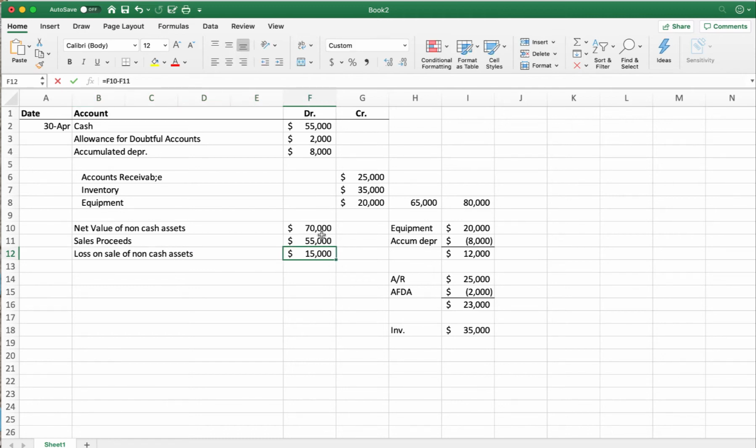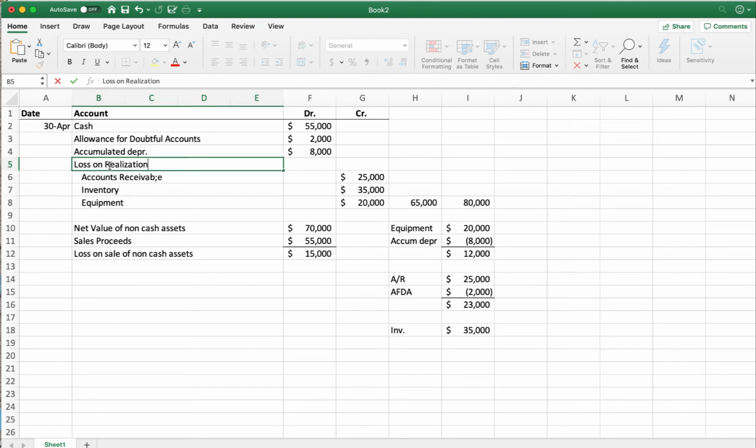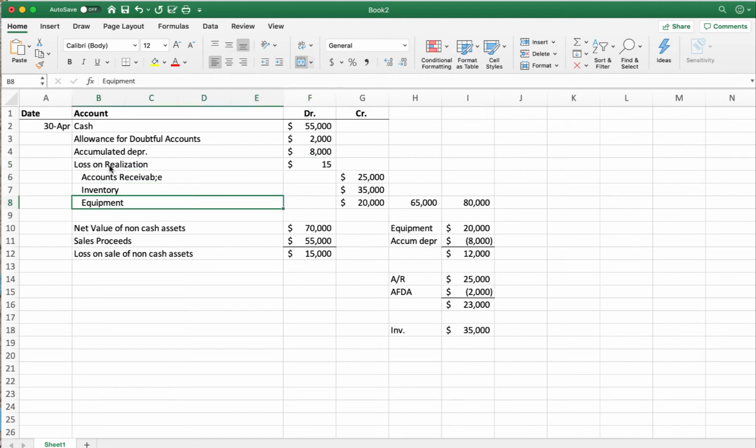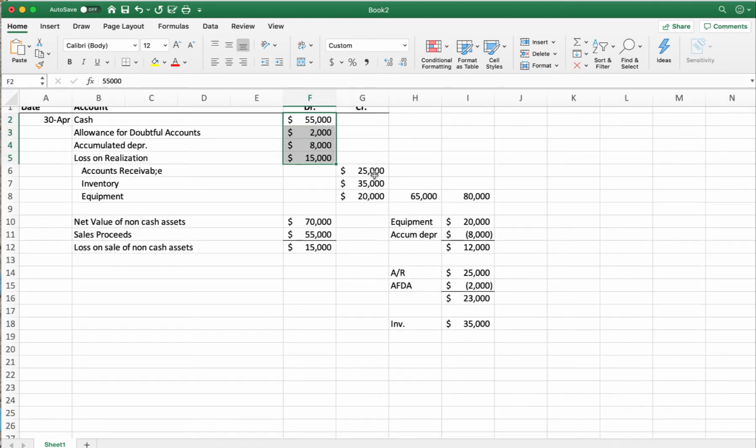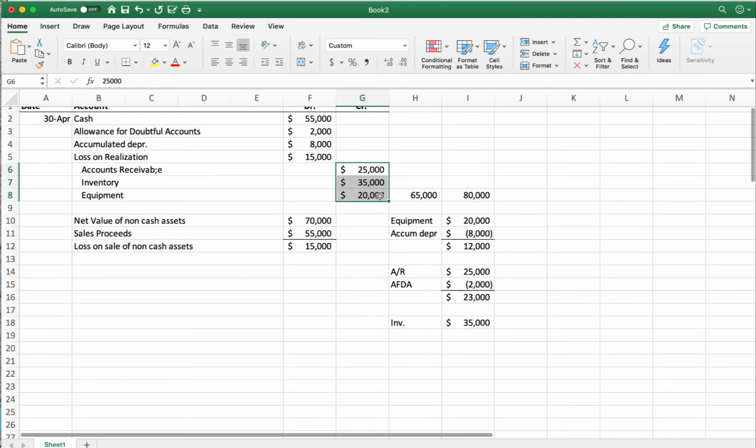Okay, this should have been a review because we talked about this in chapter 10 when we were booking depreciation, putting assets on the books, taking assets off the books. So remember, when we have a loss, I need to debit that. So I'm going to have loss on realization or loss on sale of non-cash assets of $15,000. Okay. So now I could see that my debits equal $80,000. My credits equal $80,000.